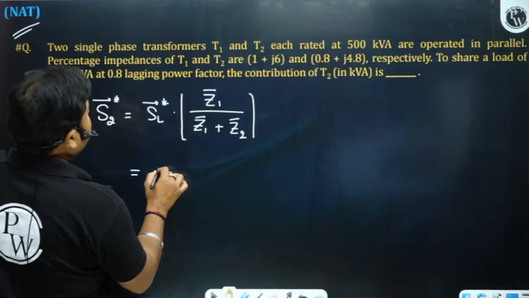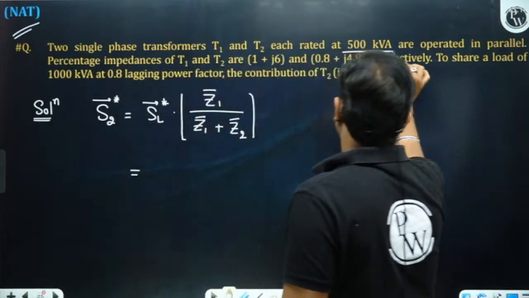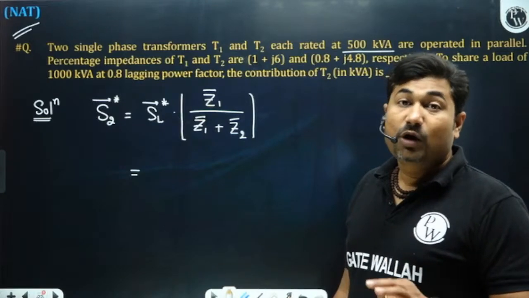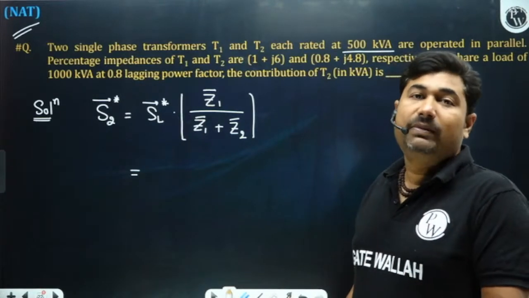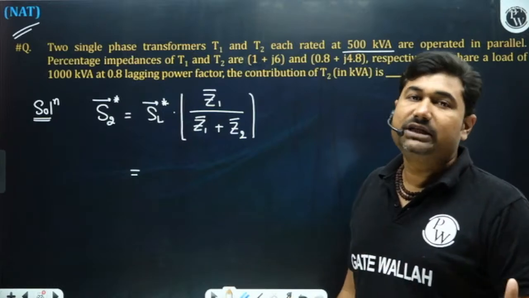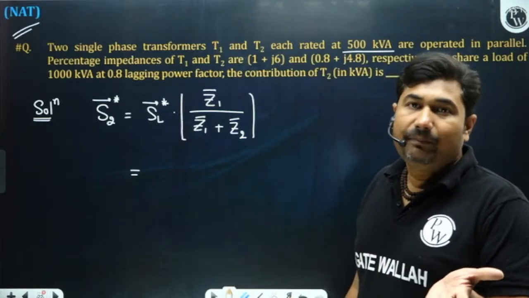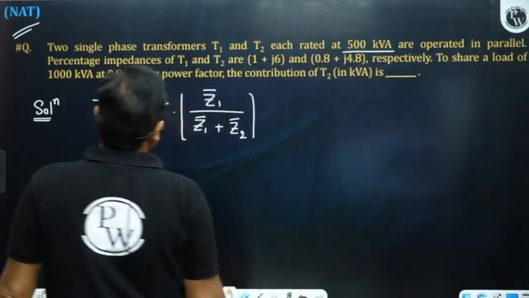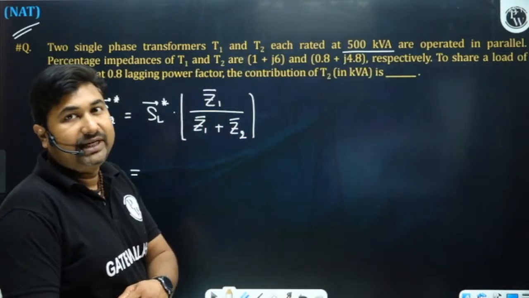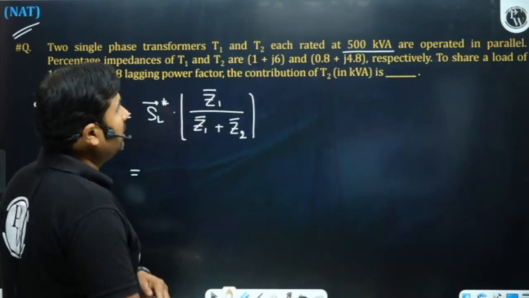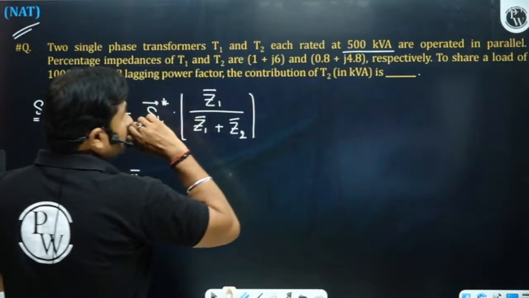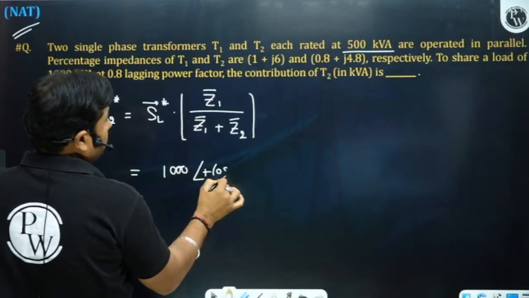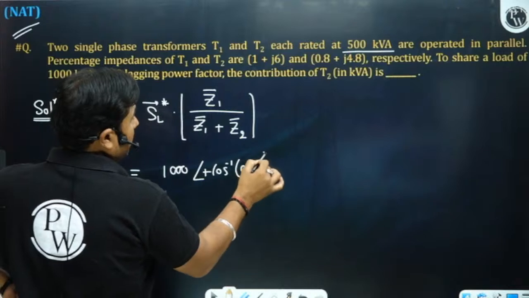Load KVA: because both the transformers are rated at 500 kVA, we need not calculate the per unit impedances on a common base, because both already have common base impedances. Both have the same kVA and voltage rating, so both are on the same base. You need not calculate the common base again. In case the transformers have different kVA, then we need to find the common base. So the load is 1000 kVA, cos inverse 0.8.